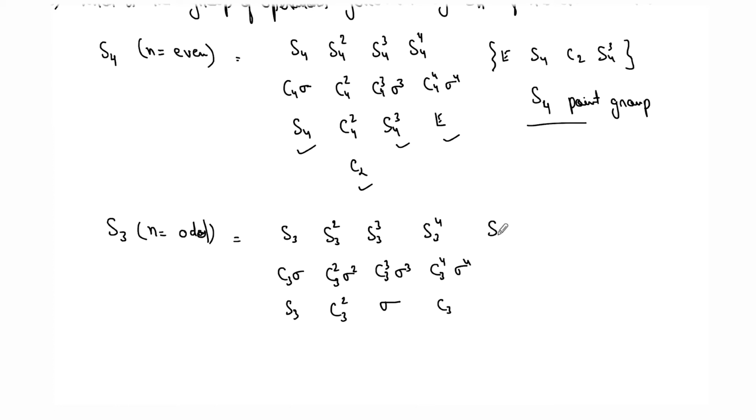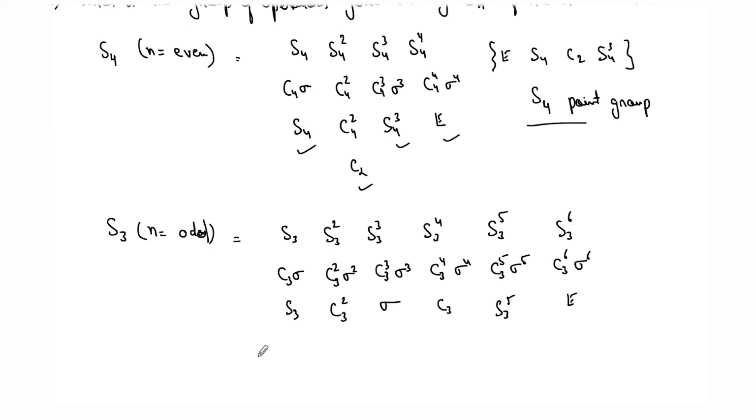So move further. This is C3 to the power 5 and sigma to the power 5. Nothing will go to E, so you are left with C3 square and sigma square. That would mean you have S3 5 back. S3 to the power 6: you have C3 to the power 6 and sigma to the power 6, which is E. After that, you don't need to generate more operations because that will give you S3 again.